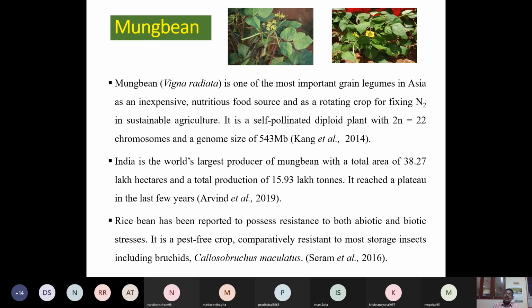Not only that, another important key trait is bruchid resistance. Luckily, these two are contrasting for that as well. One is highly susceptible to bruchids, and the other, the TNAU red umbellata type, is highly resistant to bruchid attack. So these two characters are very important, right?